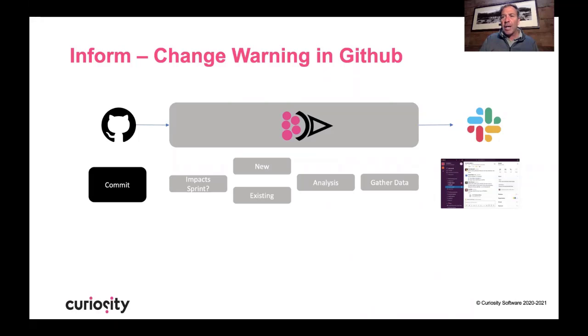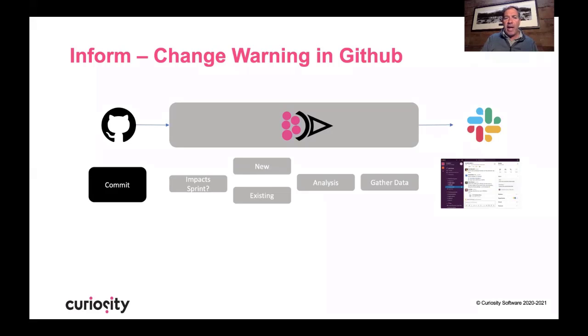So, when you talk about the open testing platform, you really have to look at this idea that we have an infrastructure which allows you to drive change and to react to change faster. Here is one pattern we call an inform pattern. This is a change warning in GitHub. And in fact, the idea is like this.